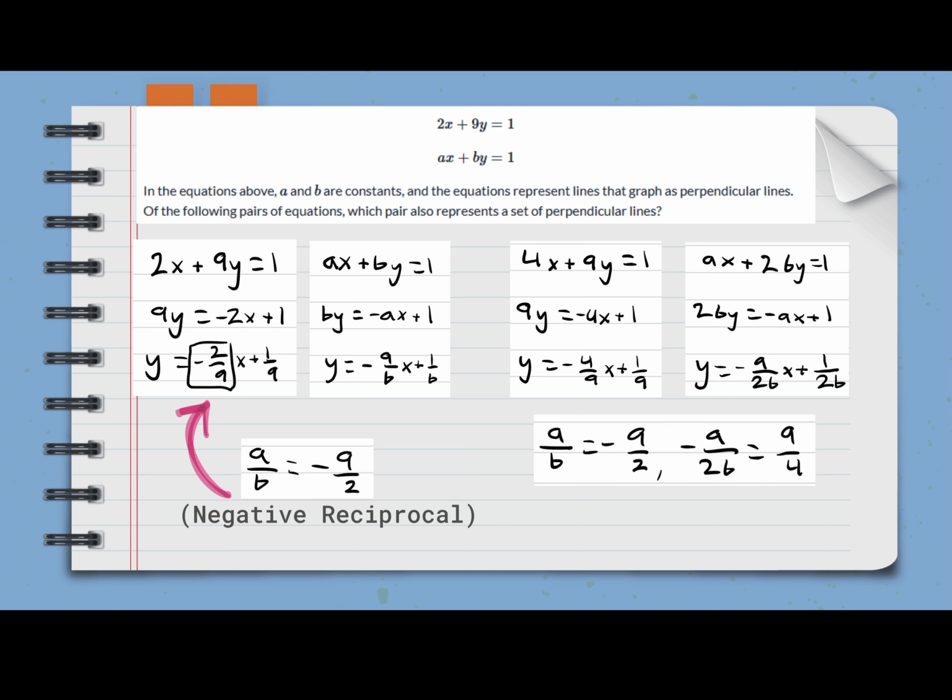But essentially, you have that a over b equals negative 9 over 2. I didn't write it. That's a mistake on my part. But we have a over 2b equals negative 9 over 4. Again, if you just multiply a over b times 1/2 to match that a over 2b, you'll end up with 9 over 4, which matches that answer perfectly, which is why this is the correct answer, and this is the set of perpendicular lines.